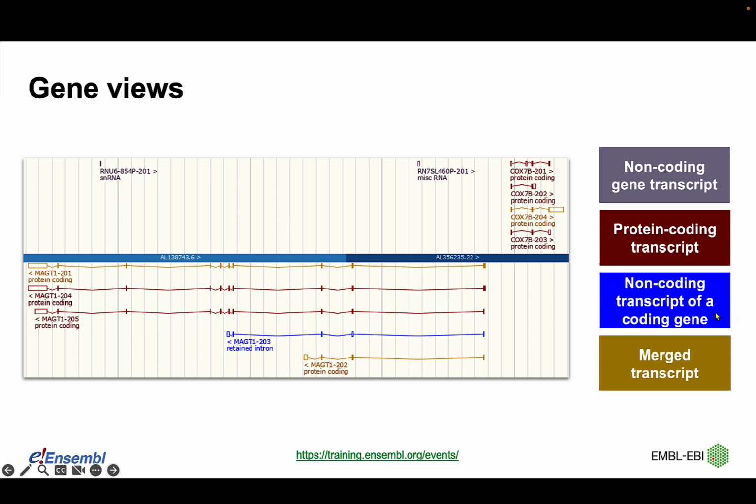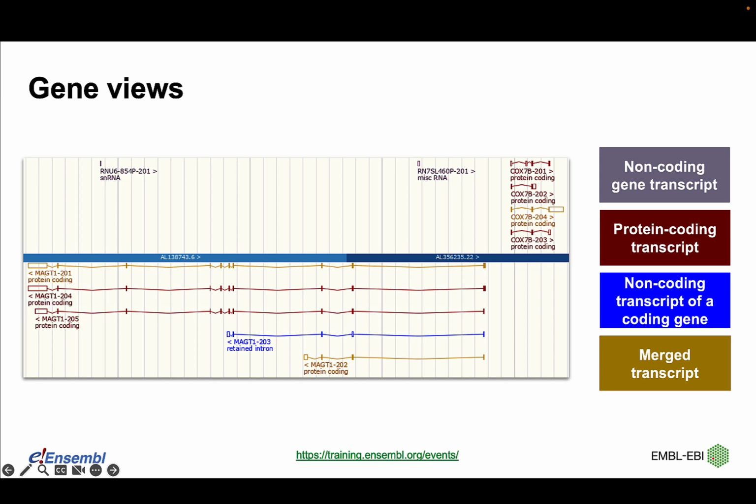We also have non-coding transcripts of coding genes. So these are transcripts of coding genes, but they are not translated. So for example, retained intron transcripts. These can be fragmented, or they may be missing a translation start site. They may be faulty, degraded, and so on. These are colored in blue.